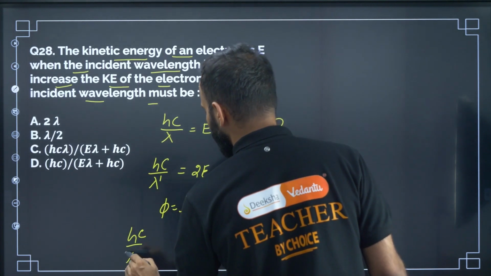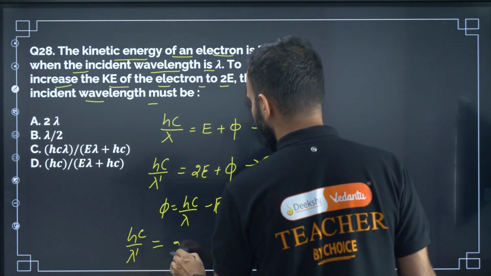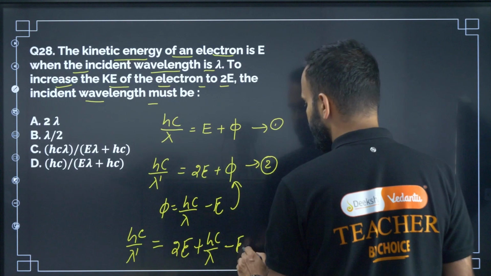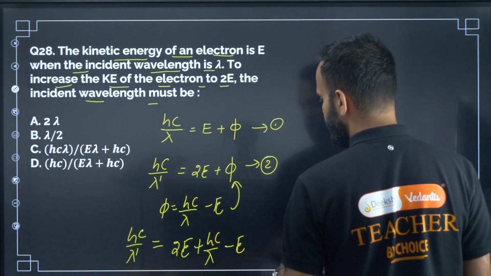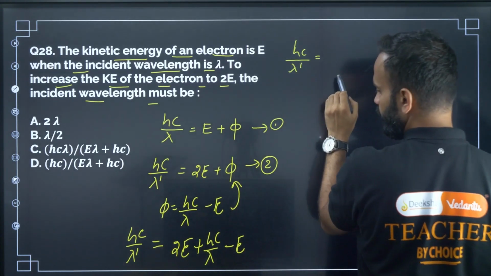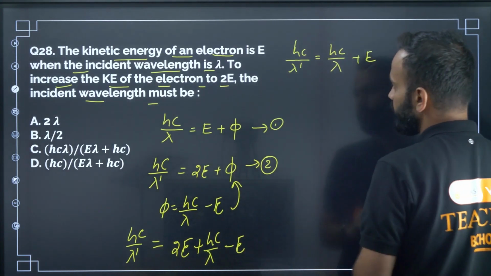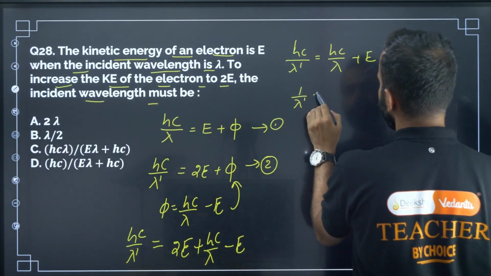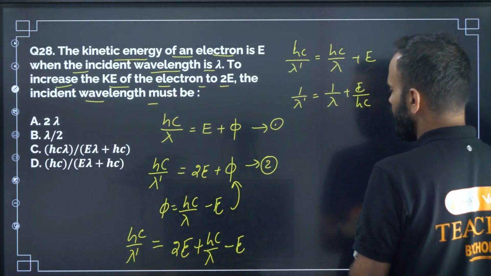Now Hc by lambda dash is equal to 2E plus Hc by lambda minus E. Here we need to find lambda dash. 2E minus E is E. So Hc divided by lambda dash is equal to Hc by lambda plus E. Now 1 divided by lambda dash is equal to 1 divided by lambda plus E divided by Hc.